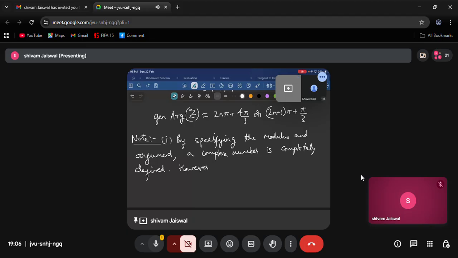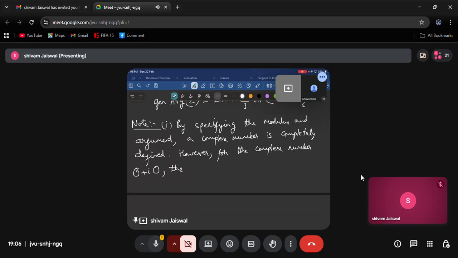However, for the complex number 0 plus iota into 0, the argument is not defined. Basically, the argument is defined when there is some angle created between the complex number and the positive x-axis. But over here, no such angle is being created. It's just a point at the origin. So this is the only complex number in the whole of the complex field which does not have any argument.